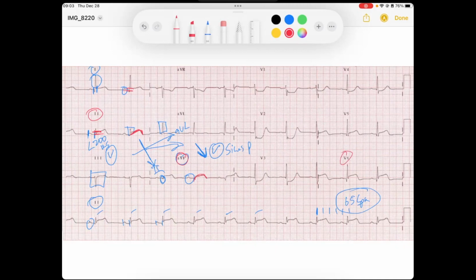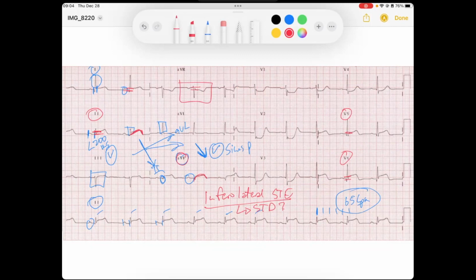Over here in V5, V6 as well, we've got some elevation. And so far I see some inferolateral ST elevation, right? Because those are the distribution of those leads. And so what I need to look for is, do I see ST depression that is reciprocal? So you just like to see reciprocal changes. I do see a little bit of depression in AVR, so that's a good reciprocal change.